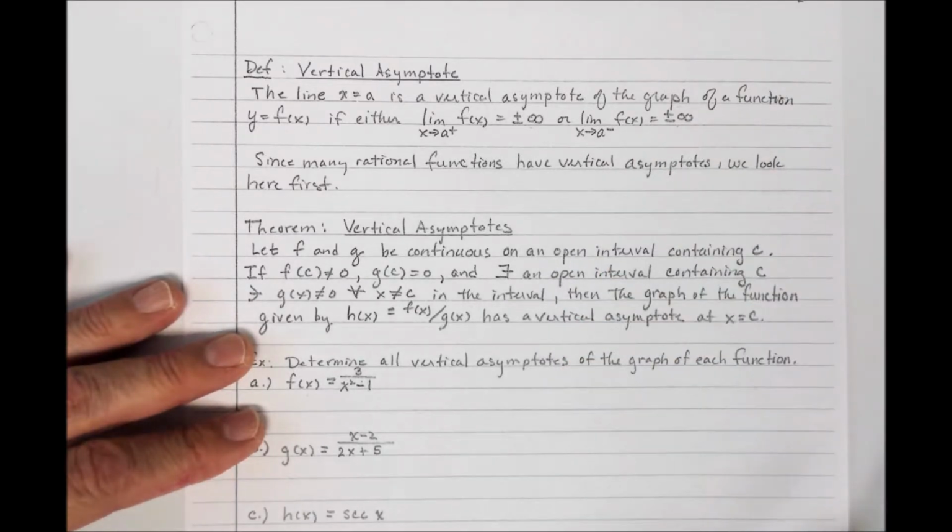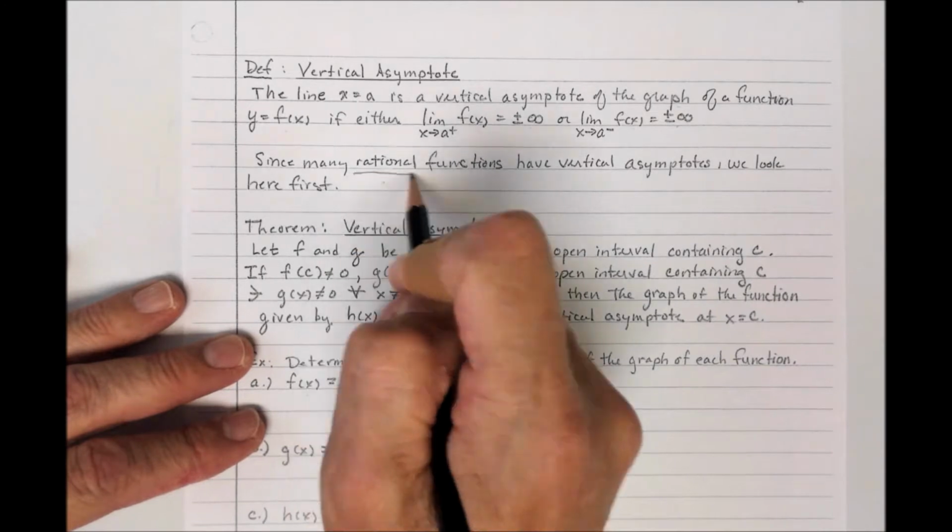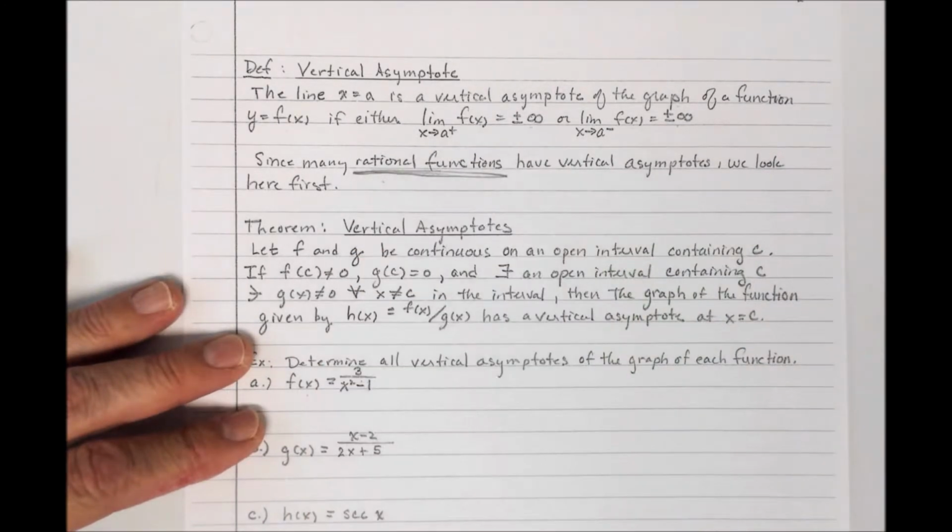Now, one of our favorite types of functions that typically have vertical asymptotes are the rational functions. So we're going to look at those first, and then of course we have trig functions that have vertical asymptotes as well.